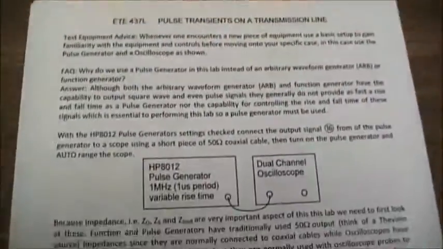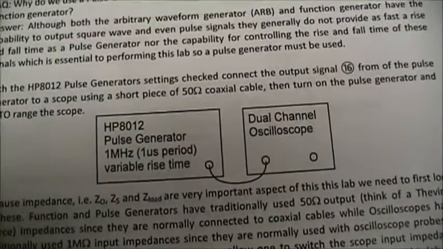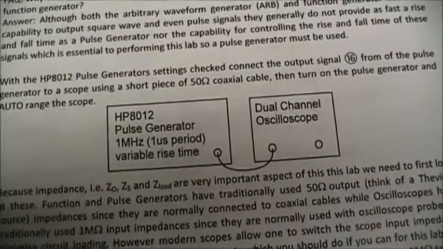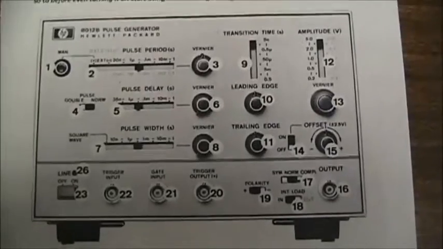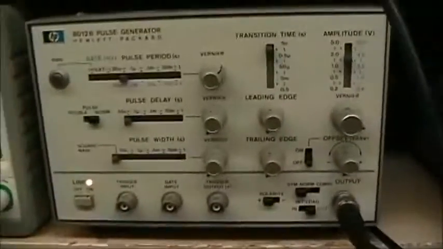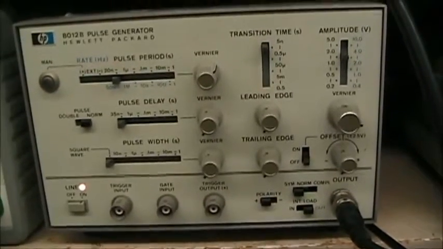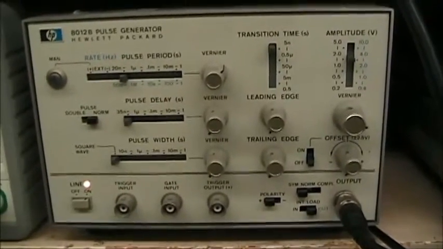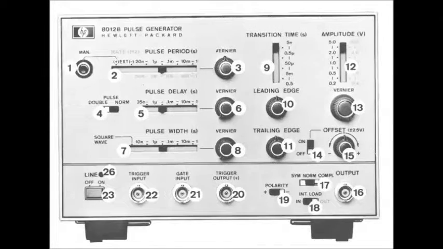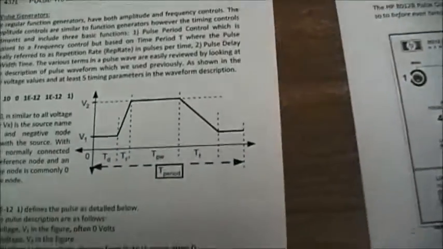Now, before we connect the oscilloscope and pulse generator, we need to talk a little bit more about the pulse generator. As you can see from the front of the panel, there are many switches and knobs, and all of them obviously have an effect on the pulse signal. So let's talk about the pulse signal.